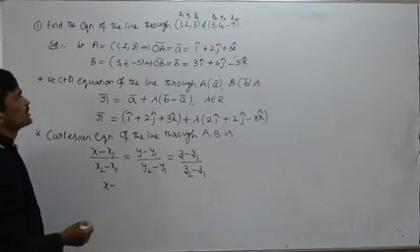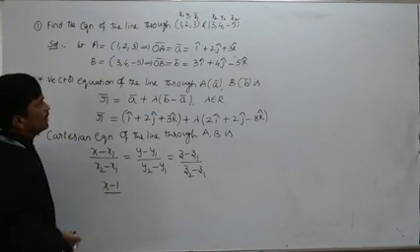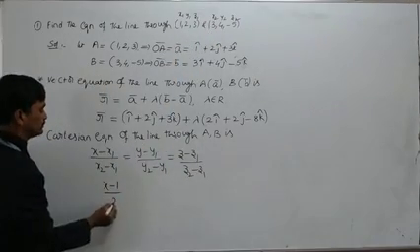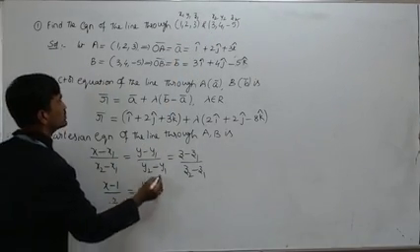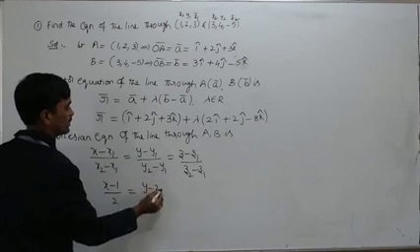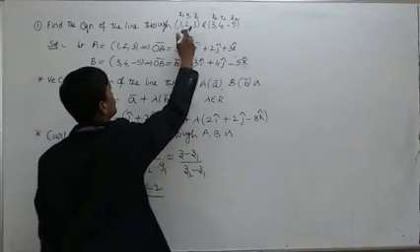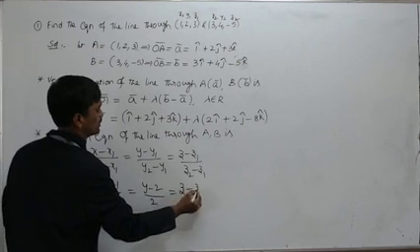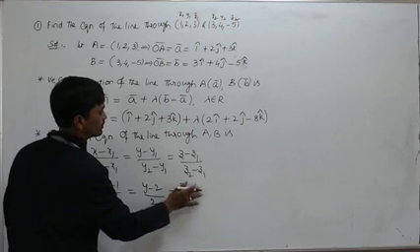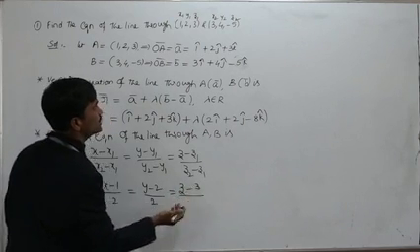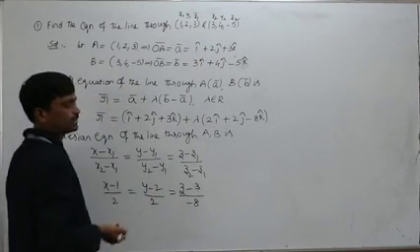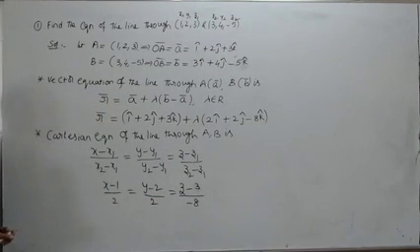So (x minus x1), x1 is 1, divided by (x2 minus x1), 3 minus 1, 2, is equal to (y minus y1), y1 is 2, divided by (y2 minus y1), 4 minus 2, 2, is equal to (z minus z1), z1 is 3, divided by (z2 minus z1), minus 5 minus 3, minus 8. So this is the equation of the required line.